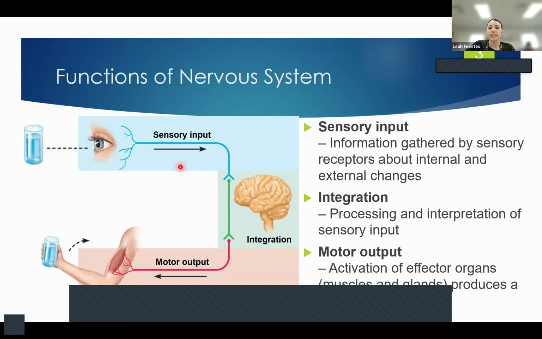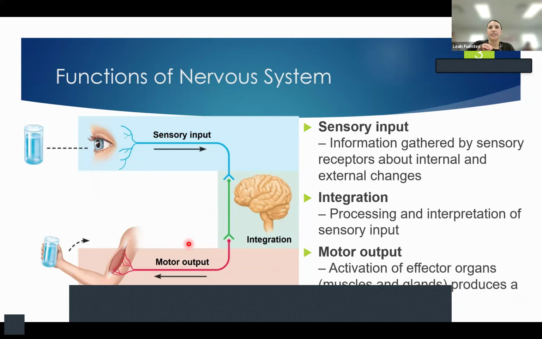This sensory input is information gathered by sensory receptors about internal and external changes. So the internal change could be that you are thirsty. The integration is the processing and interpretation of the sensory input. So your brain is going to decide whether or not to pick up that glass of water and drink it. The motor output is the activation of effector organs, muscle and glands, and then produces a function. So the motor output would be picking up that glass of water.